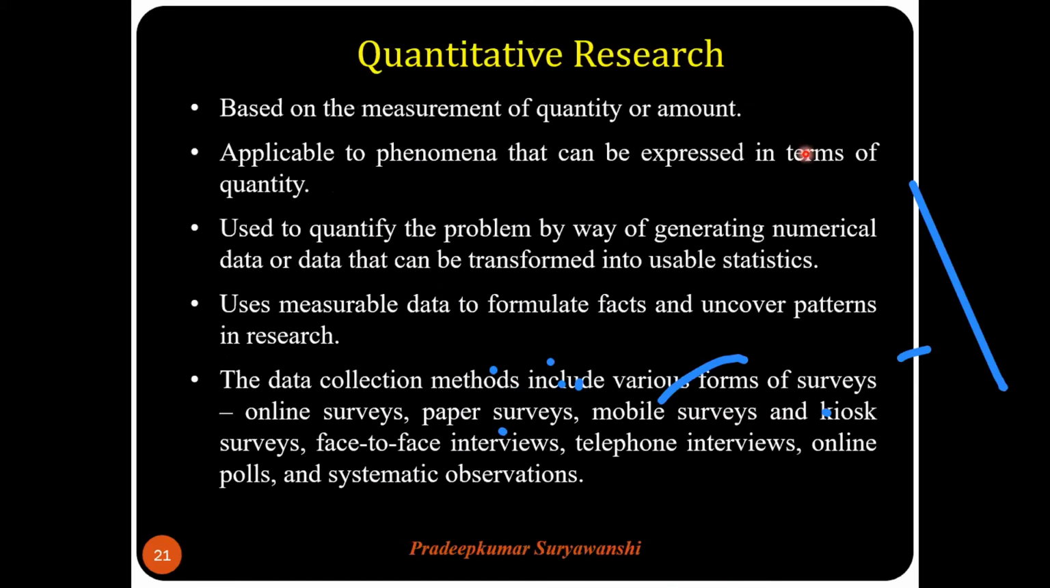Quantitative research is the next type of research. Quantitative research is based on measurement of quantity or amount. So here we talk in numbers. When you talk about a variable, what is the amount of that variable? That is straightforward. It is applicable to phenomena that can be expressed in terms of quantity.